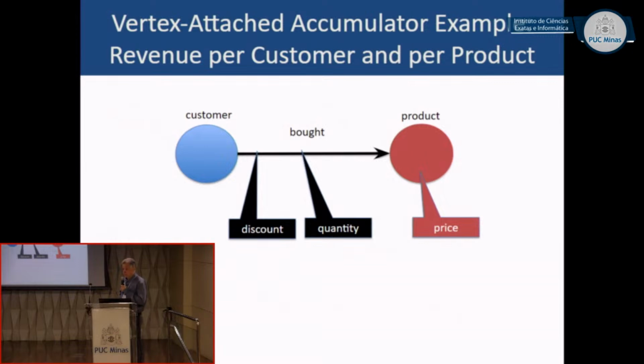Let me give you an example. For the task of looking at my database of customers and products they bought and computing both the revenue per customer and per product, I'm going to start by equipping the customer nodes with an accumulator that I call C sales. The @ sign there just tells you it's an accumulator. Moreover, it's a vertex attached one, so every node will have one. And for product nodes, I will equip them with a P sales accumulator.